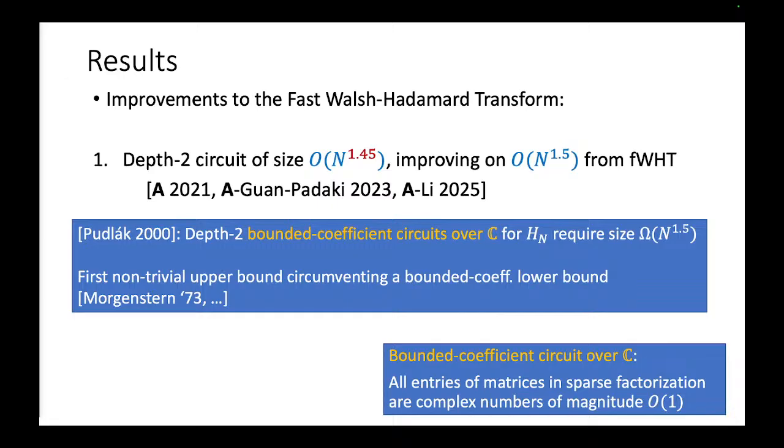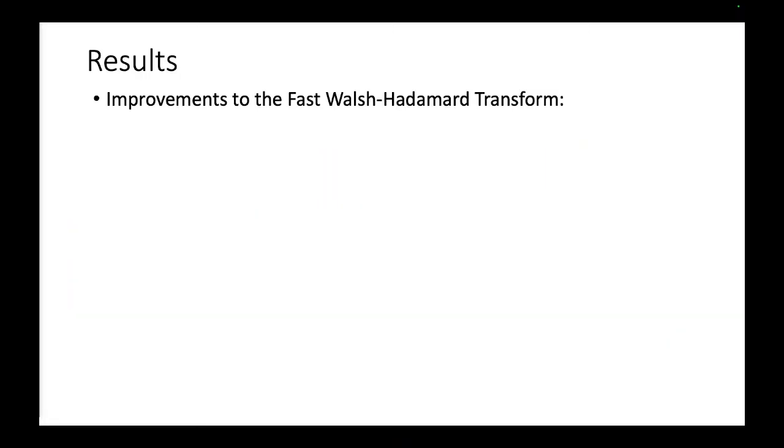And I think this is the first non-trivial result that circumvented one of these bounded coefficient lower bounds. So we'll see later the big coefficients that are going to show up. But they're not so big. They're really like log n bit integers that are going to be the coefficients. In fact, they'll all be powers of 2. Okay, so that's the first result I'll tell you about.